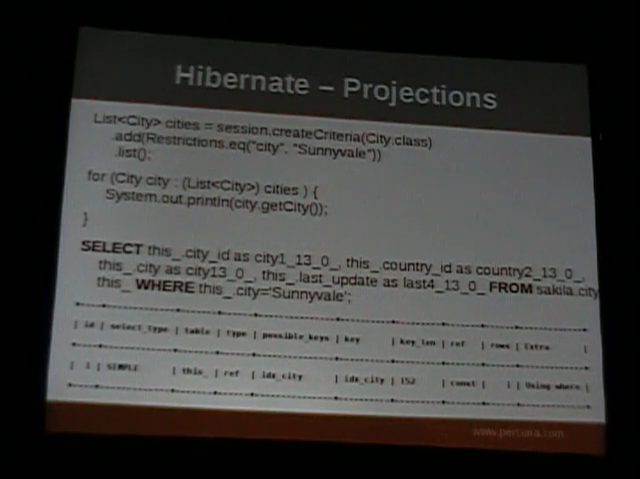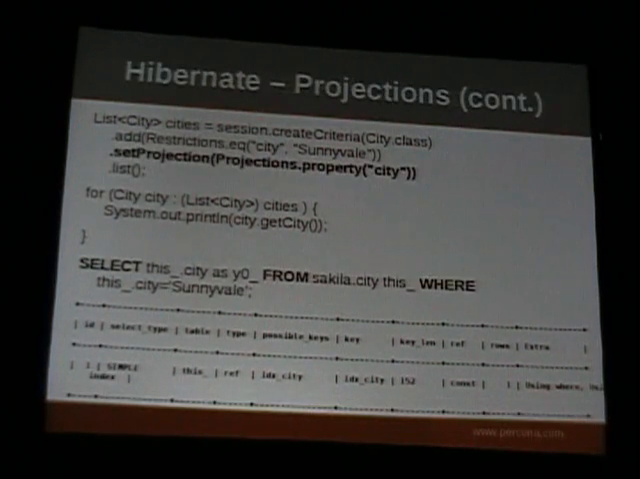And below the query that was generated by the code, we can see the explain. It's using a key, which is index city, and it is retrieving only one row. It's a very efficient query plan. But if we compare to this one, where we have added a line that sets projection, and we create a projection with the property city, and the rest is exactly the same, this results in a query that has only one field. And the query plan changes a little bit.